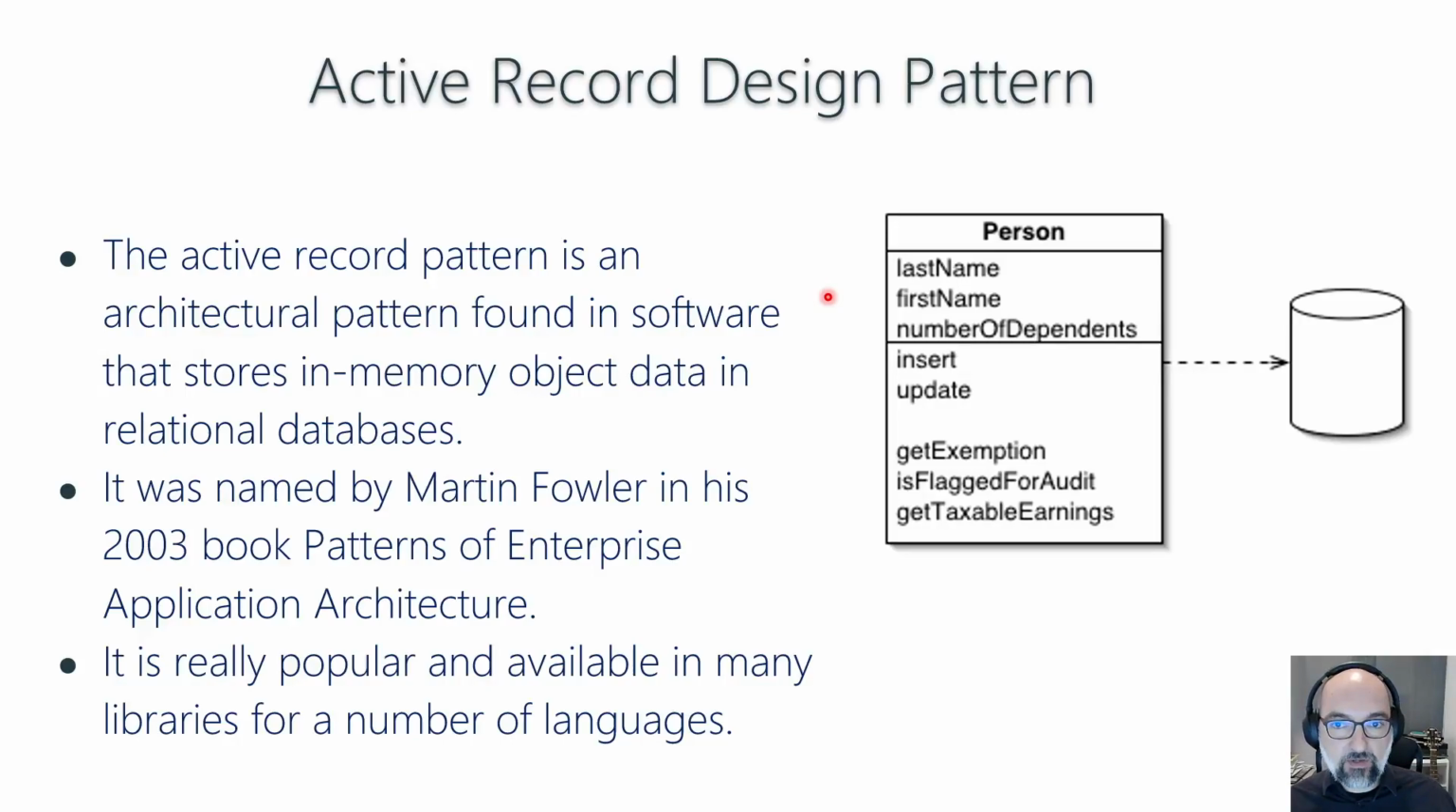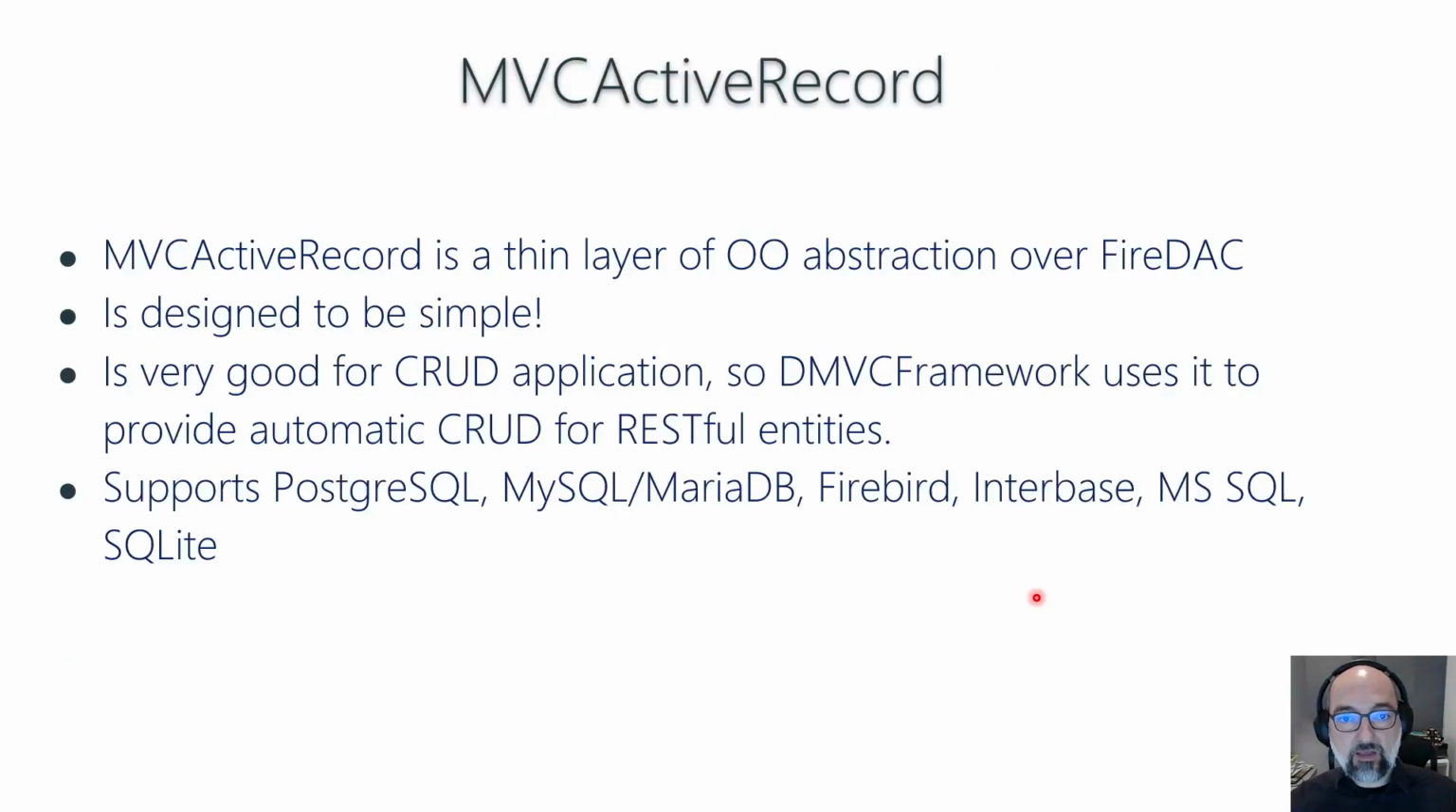So one record on the table is mapped to one instance of a class, one object, and all the methods in this class allow handling the CRUD of this data on the database. So you may have the methods insert, update, delete, and so on. And also a set of methods which handle the business logic. This is the base design pattern. The MVC ActiveRecord is a very good implementation which allows doing this and many other things.